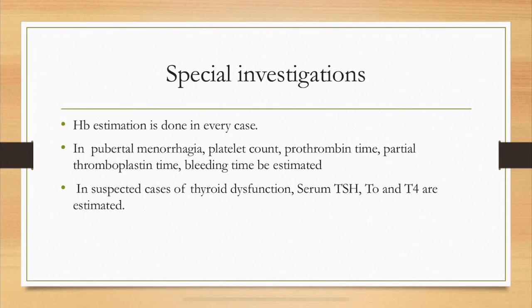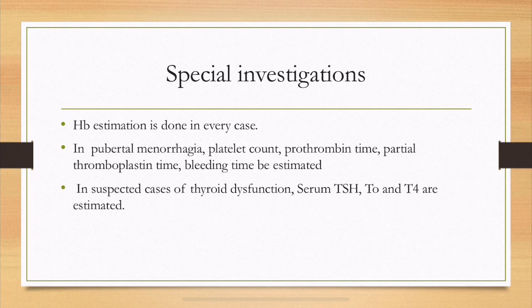The special investigations: CBC if she is anemic. Hemoglobin estimation is done in every case. In pubertal menorrhagia, platelet count, prothrombin time, partial thromboplastin time, and bleeding time should be estimated. We saw the causes. In the causes there were blood disorders such as von Willebrand factor disease and idiopathic thrombocytopenic purpura. In all these cases it could be a cause, so we need to find out the platelet count, prothrombin time, thromboplastin time, and the bleeding time.